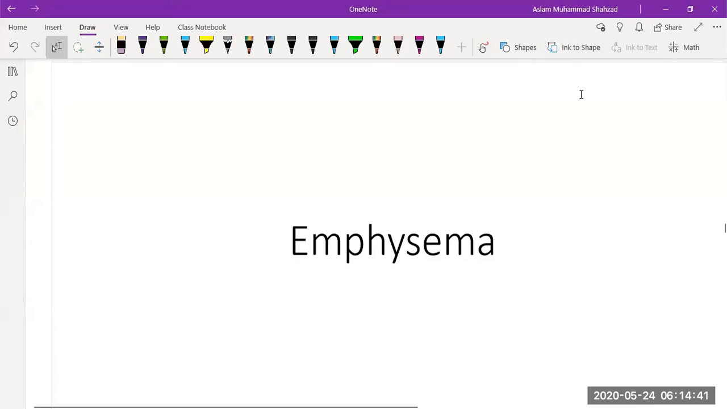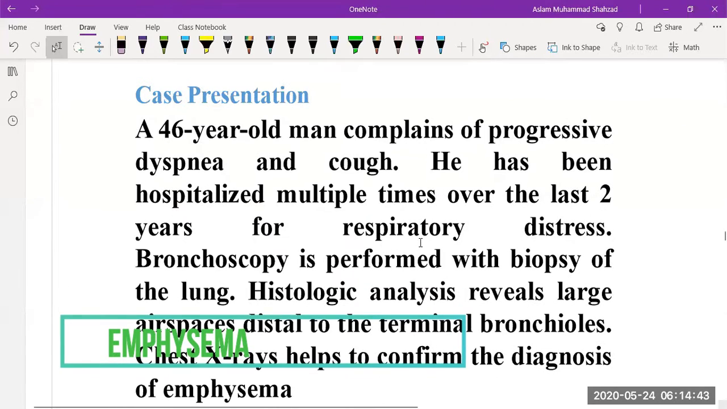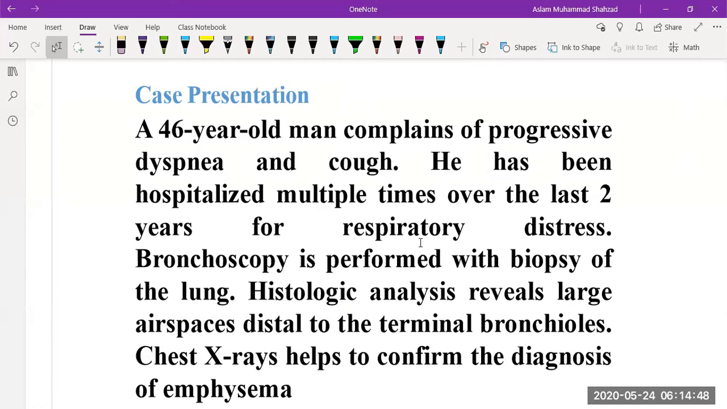Today we are going to discuss emphysema, and I'm going to present another case. A 46-year-old man complained of progressive dyspnea and cough. He has been hospitalized multiple times over the last 2 years for respiratory distress. Bronchoscopy is performed with biopsy of the lung. Histological analysis revealed large air-space distal. That is one of the key important characteristics, that air-space distal to the terminal bronchiole occurs, and then the chest X-ray confirmed the diagnosis of emphysema.